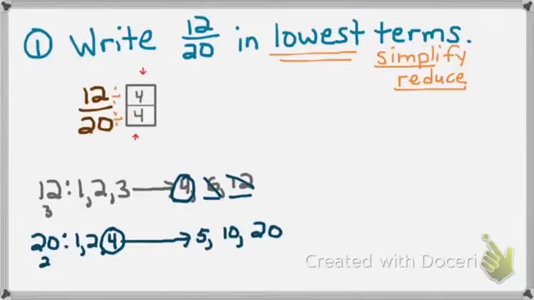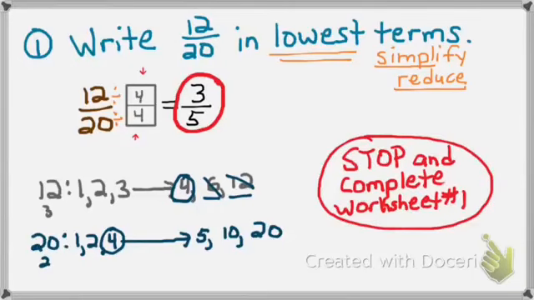So now we go ahead and solve. I do need to put an equal sign since I'm changing the fraction. And 12 divided by 4 equals 3. Put my fraction bar. 20 divided by 4 equals 5. So 12/20ths in lowest terms equals 3/5. And that's my final answer. Please stop the video and complete worksheet number 1 right now.